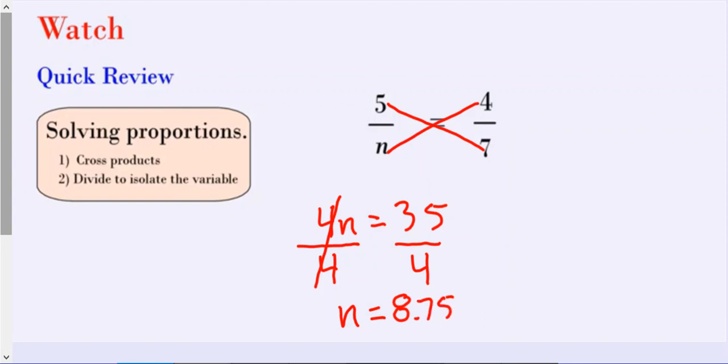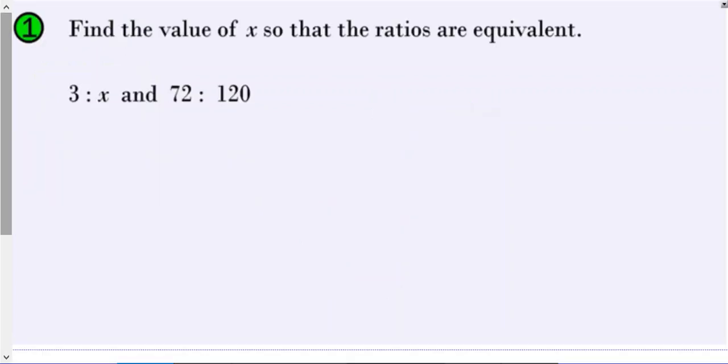So using cross products allows us to get an equation, and then we can solve that equation for the unknown variable. Alright, let's look at some different examples here. The question asks us to find the value of x so that the ratios are equivalent. So we have two ratios, 3 to x and 72 to 120. Remember, when we are setting up a proportion, we're just going to work left to right. So the first thing that is mentioned is going to be in the numerator. So we'll have 3 over x equals 72 over 120.